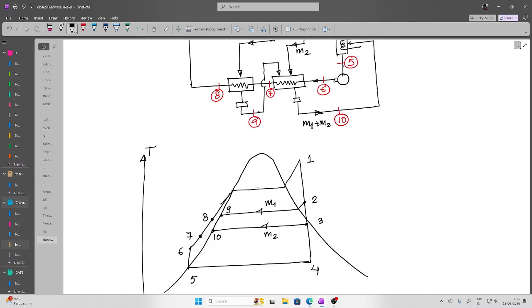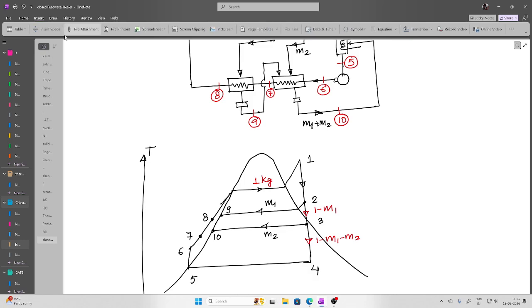Now here 1 kilogram is coming. Let me change the pen. So this is 1 kilogram. M1 kg we have taken here, so here the expansion will be of 1 minus M1 kg. M2 is also coming out, so here the expansion is of 1 minus M1 minus M2.